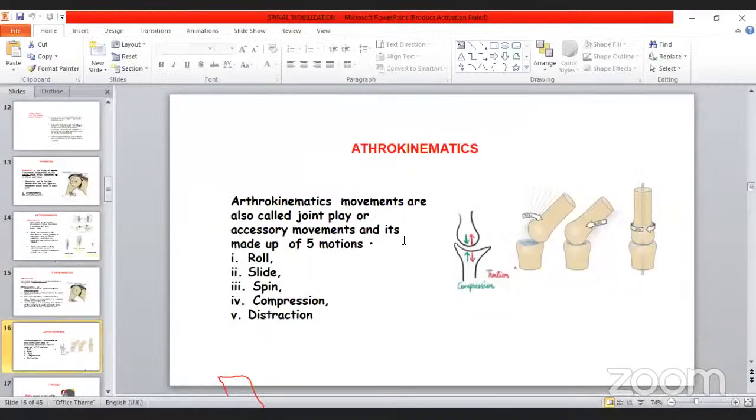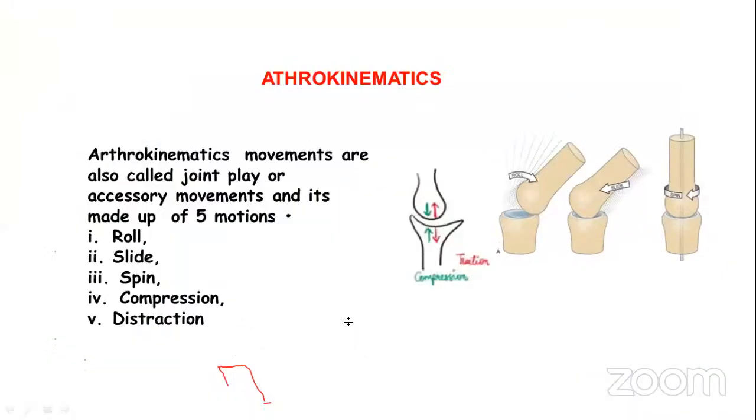Now, what are the different forms of these arthrokinematics? There are 5, basically. There is rolling, there is sliding or gliding, there is spinning, there is compression, and there is distraction. All right, we'll be discussing them one after the other. But the diagram is also illustrating these 5. If you look at the first diagram here, the 2 green arrows are coming together at the joint. That means for compression to take place, the joints get narrowed because the 2 articulating surfaces come together.